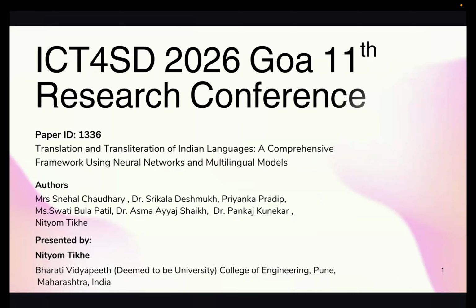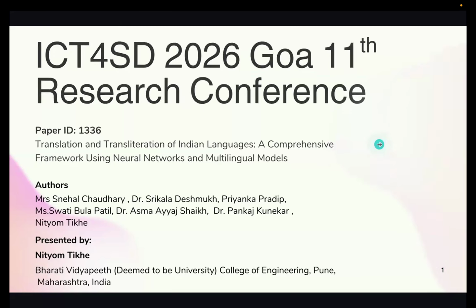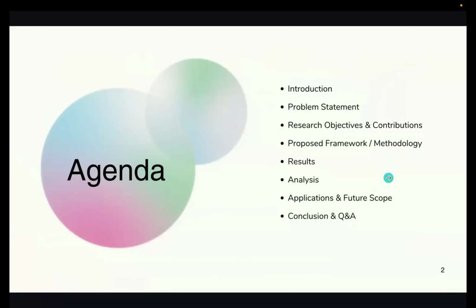So today I will present our research titled Translation and Transliteration of Indian Languages, a comprehensive framework using neural networks and multilingual models. This research focuses on improving multilingual communication by developing an AI-based framework for translation and transliteration of Indian languages. The agenda covers the motivation behind our work, the proposed framework, methodology, experimental results, applications, and finally the conclusion.